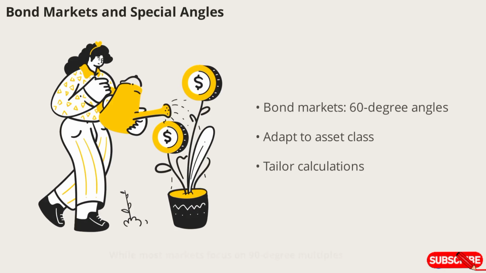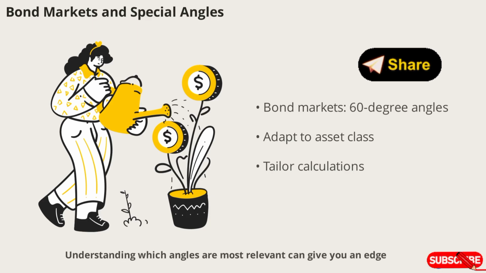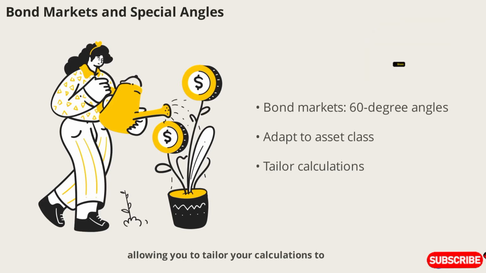While most markets focus on 90-degree multiples, bond traders sometimes find that 60-degree angles and their multiples, such as 120, 180, 240, 300, and 360, are just as important. This highlights the need to adapt your angle selection based on the specific market you're analyzing. Understanding which angles are most relevant can give you an edge, allowing you to tailor your calculations to the unique characteristics of each asset class.